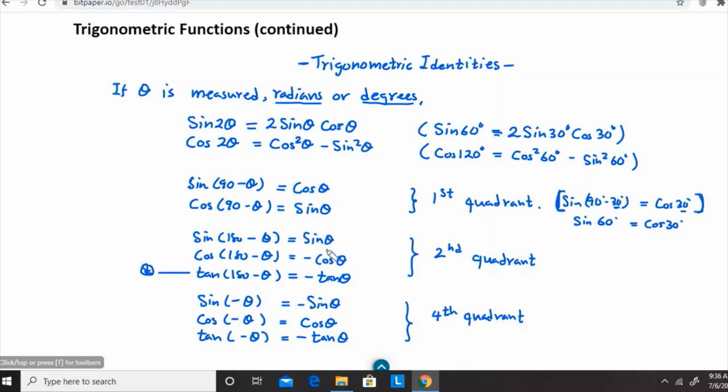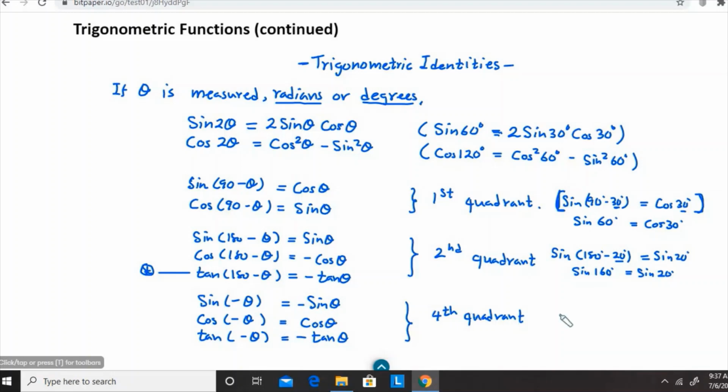As an example, for this set of identities, I can have sine, let's say, 180 minus 20 degrees, where theta is this 20, and that is equal to sine 20 degrees. So sine 160 degrees equals sine 20 degrees. Okay, so that's an example for this third set of identities.